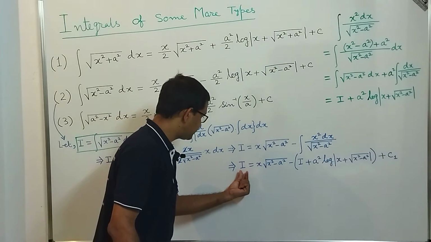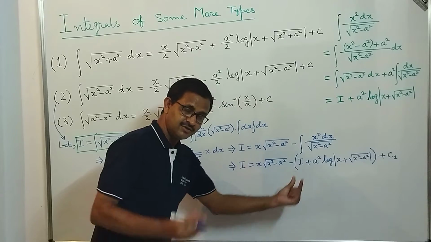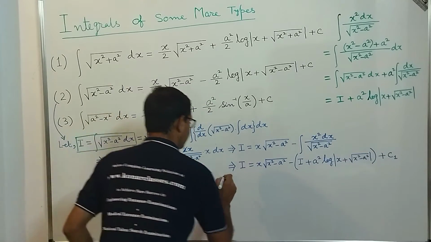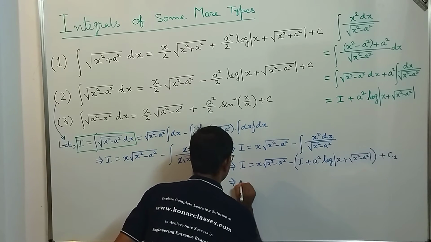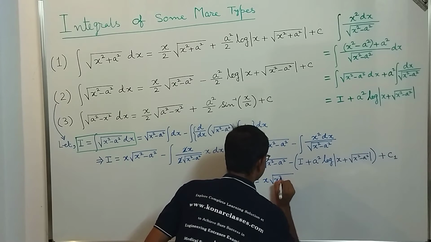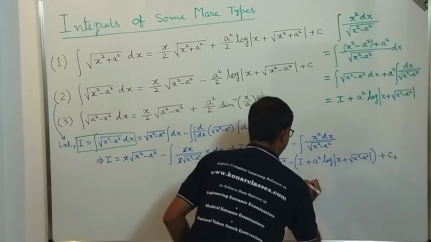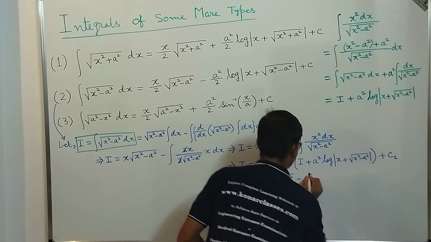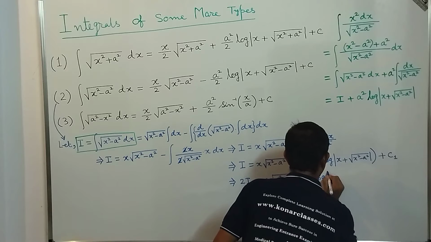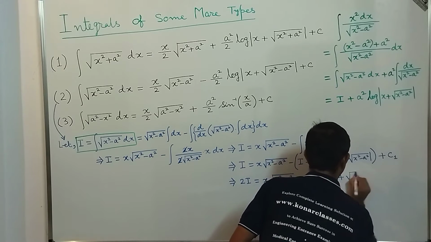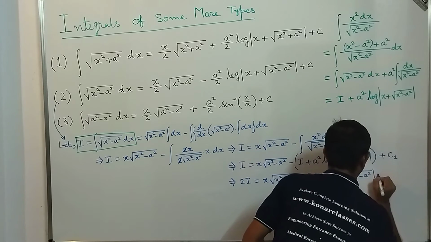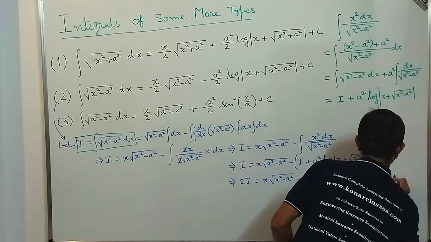Okay, dear students, so now we see that I and minus I. That minus I, if we bring it to the left hand side, becomes I. So I plus I becomes 2I. So what do we get here, dear students? We get 2I is equal to x into square root of x square minus a square minus a square, because minus into plus becomes minus, a square into log mod x plus square root of x square minus a square, plus c1.